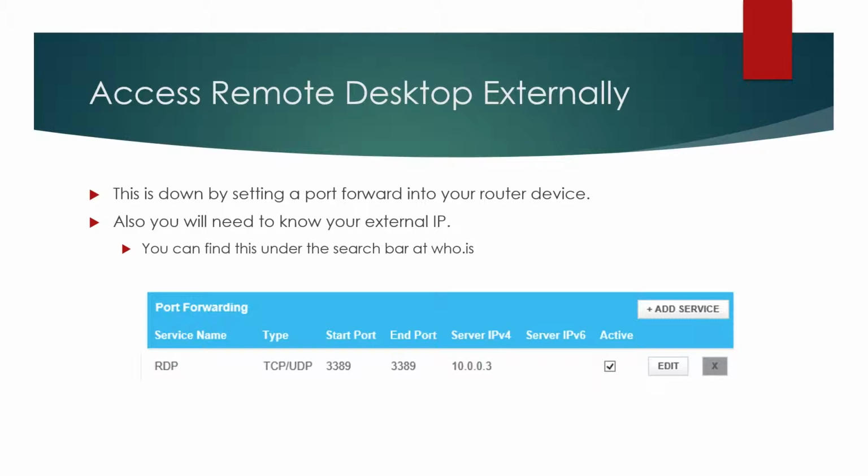And down below is just kind of an idea of what a port forward looks like. As you can see here, I set up a name of RDP, I set the type, I set TCP and UDP. Remote desktop will try TCP. If it can't work, it will go to UDP. And then you see a start port and end port. These are the ports I'm opening up for RDP that are going to my computer. And my computer is statically set to 10.0.0.3 in this case.